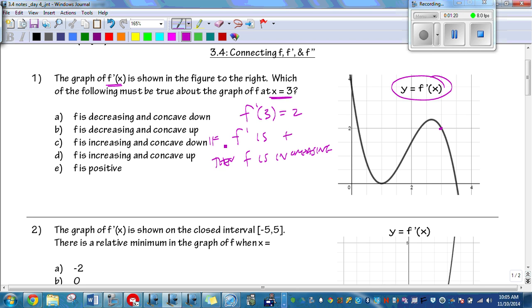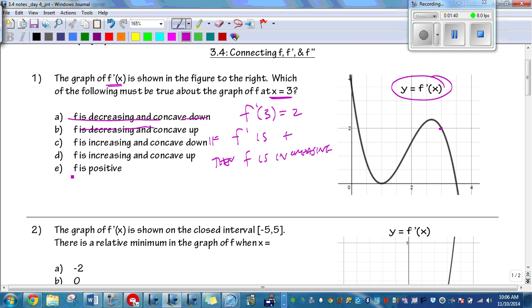Right? The derivative is the slope, or the rate of change. So if it's positive, that means we have a positive slope or rate of change. It's increasing. The original function is increasing. So knowing that, a and b can be crossed off our list, right? Those both say that it's decreasing. So we know it's got to be increasing. So we're left with 3 options here.